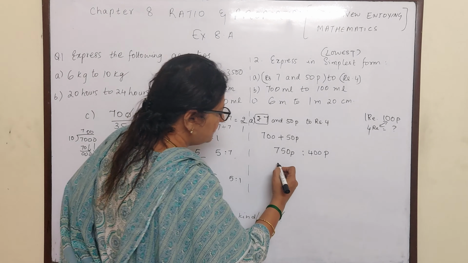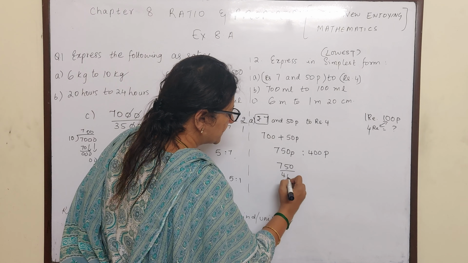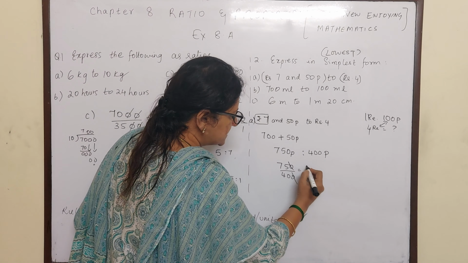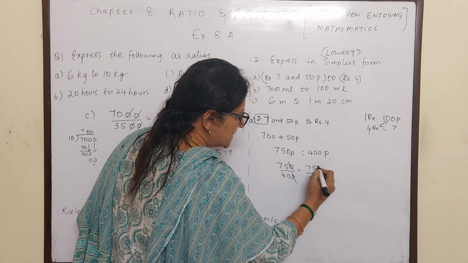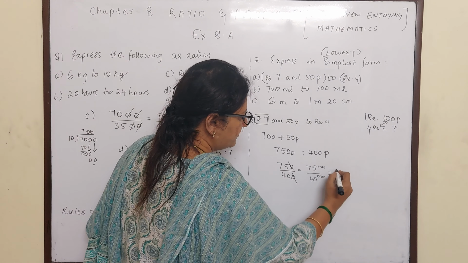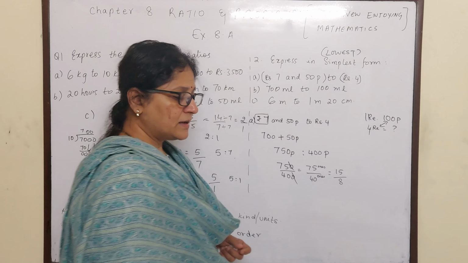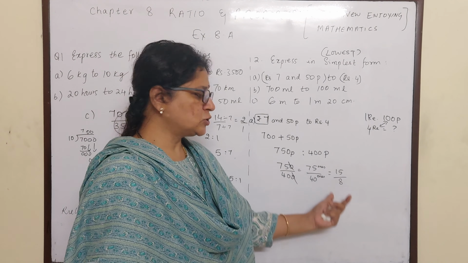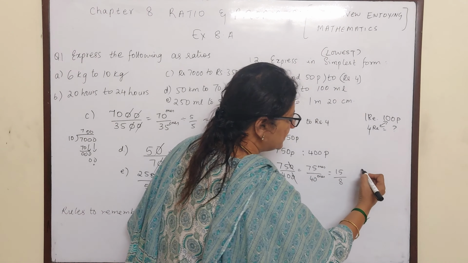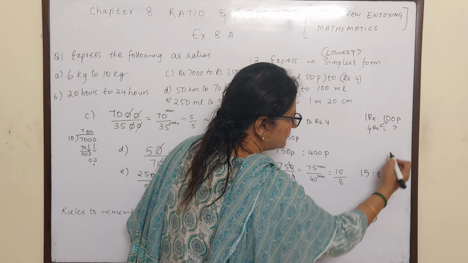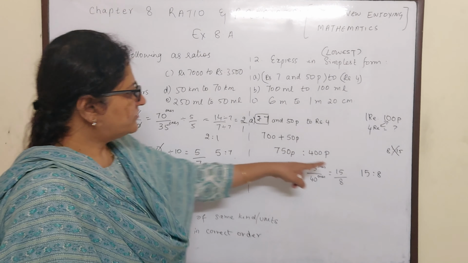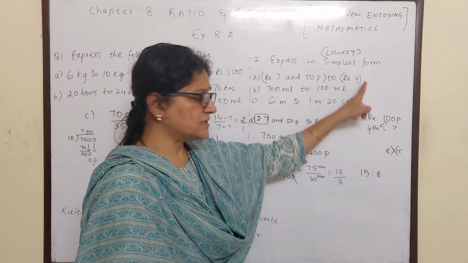Right? So 750 by 400. What we'll do? First, the zeros will go out. Then 75 by 40. In the ones place 5, in the ones place 0, so which table will go? 5. 5 15s are 75, 5 8s are 40. But they have told us to bring it to lowest form, and there is no common factor for these two by which we can divide. So we will leave it here. 15 is to 8. If you write 8 is to 15, it is wrong because then they are not in the correct order. 15 is for this and 8 is for this.